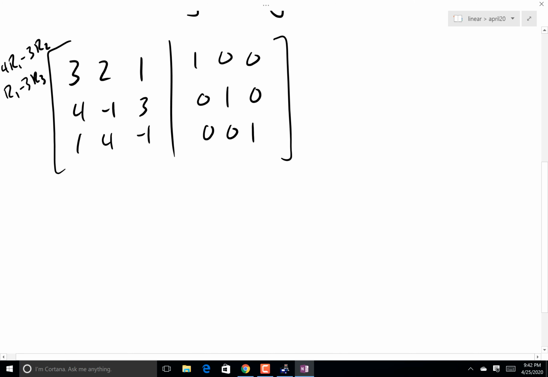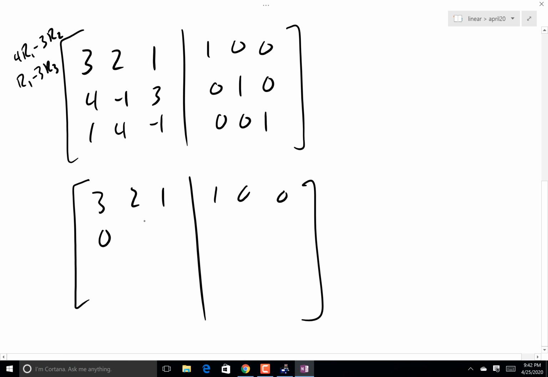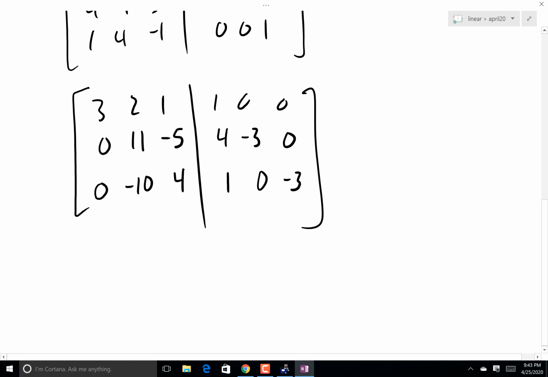So that's going to give me 12 minus 12 is 0, obviously. Zero, and then it's going to give me 8 plus 3 is 11. Give me 4 minus 9 is negative 5. And then it's going to give me 4, and negative 3, and 0. Then I'm going to take r1 minus 3r3, which is going to be 0. It's going to be 2 minus 12 is negative 10. It's going to be 1 plus 3 is 4. It's going to be 1, and 0, and negative 3.